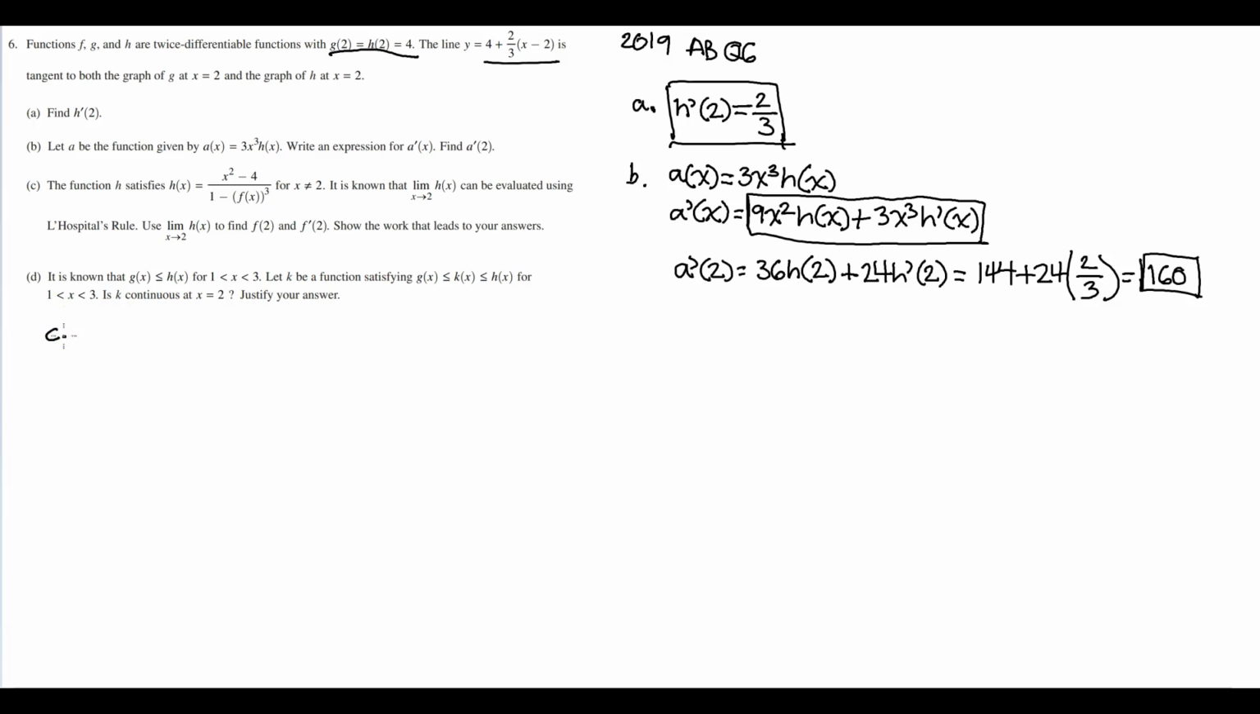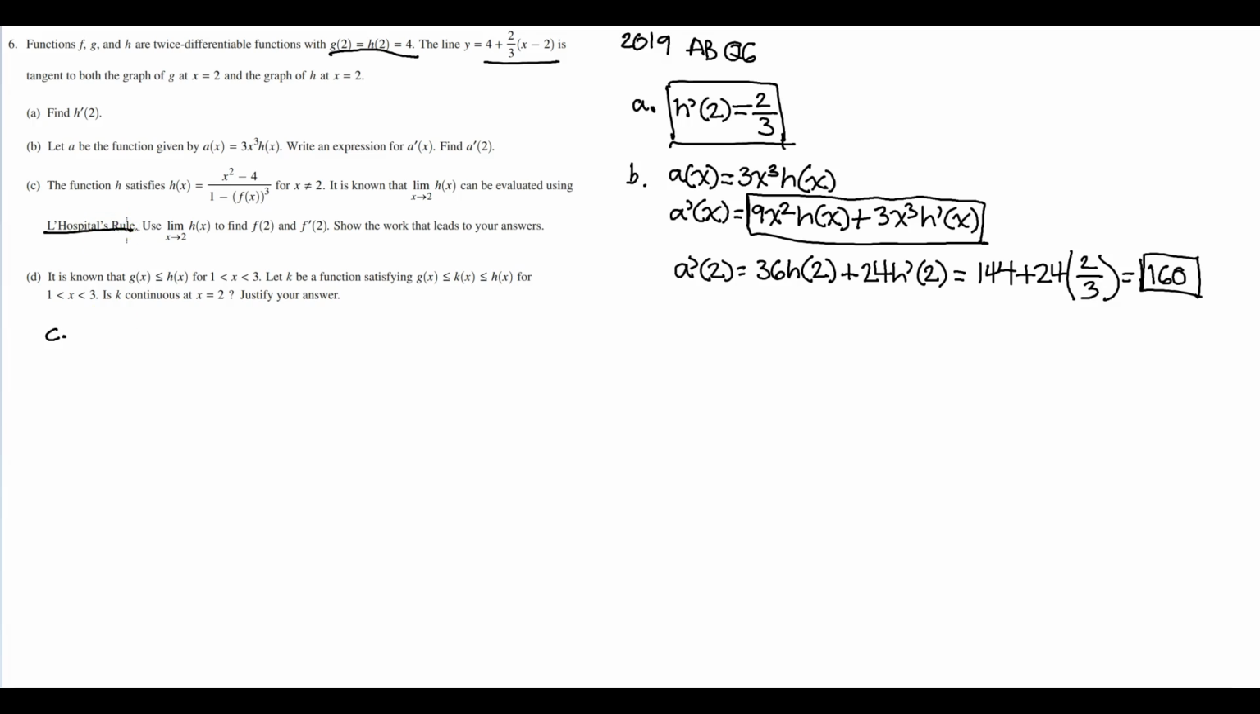So part C. The function h satisfies h of x equals x squared minus 4 over 1 minus f of x cubed for x not equal to 2. So x can't equal 2 here. It is known that the limit as x approaches 2 of h of x can be evaluated using L'Hopital's rule. Use the limit as x approaches 2 of h of x to find f of 2 and f prime of 2. So it's shown that it can be evaluated using L'Hopital's rule.